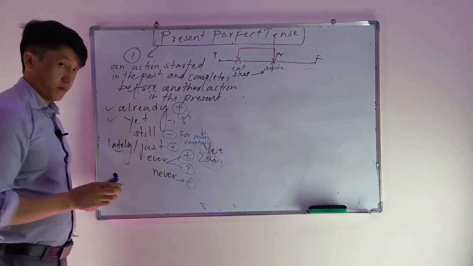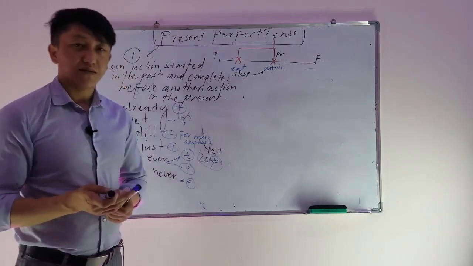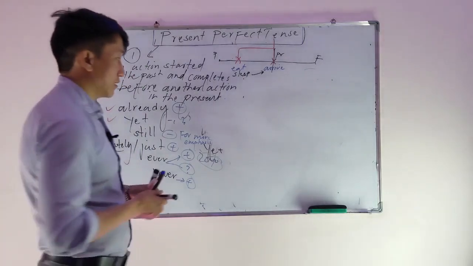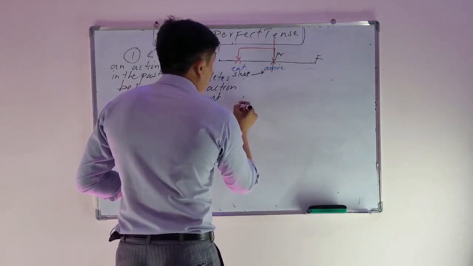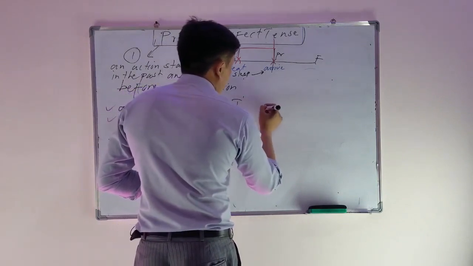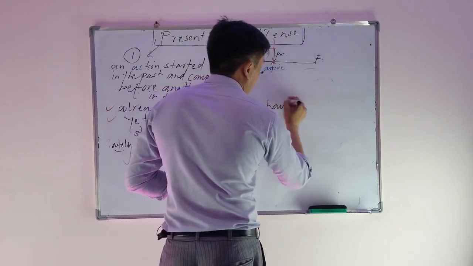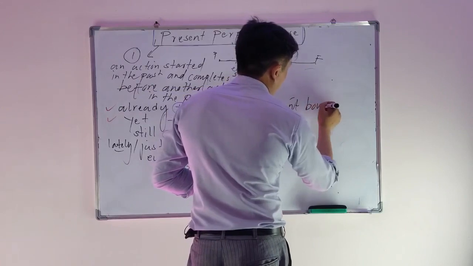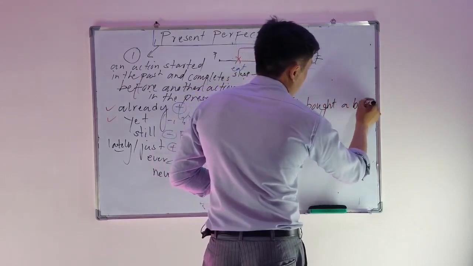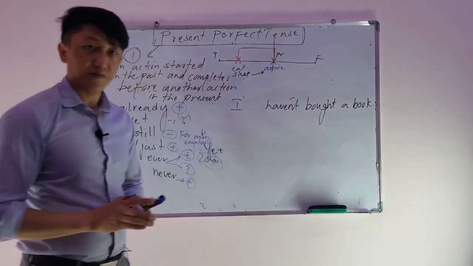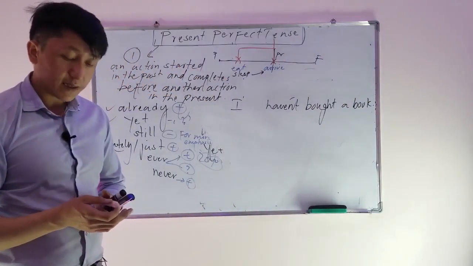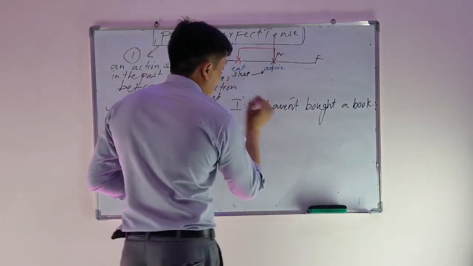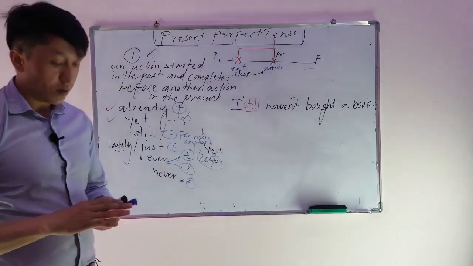Now, still is mostly common in negative sentences in present perfect, and it usually comes before the auxiliary verb. For example, let's say I haven't bought a book. If I want to use still here, I have to use it before the auxiliary verb. So we can say, I still haven't bought a book, or any book.